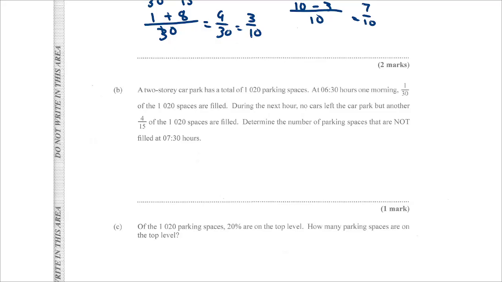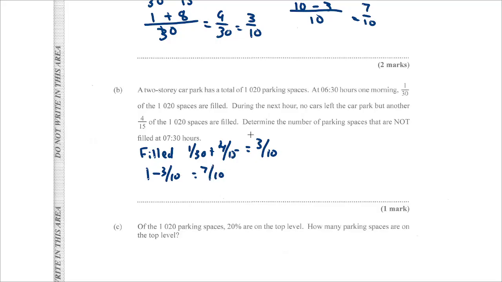This is 1 mark because you need to recognize that to find your number of parking spaces that are not filled, the amount filled would be 1 over 30 plus the next amount, because they said none left. So filled in fractions is 1 over 30 plus 4 over 15, which we did already, is 3 over 10. And not filled would be your whole, which is 1 minus 3 over 10, which is 7 over 10.